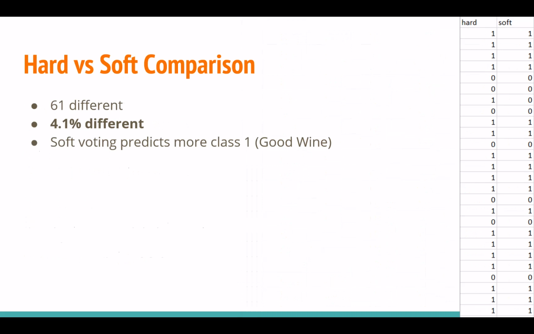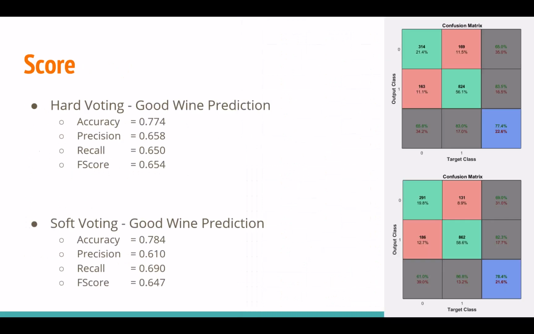So between the performance of the hard and the soft, we see 61 total differences in the vote, or 4.1% different, and the soft voting predicted more good wines than the hard voting did. We have our confusion matrix with accuracy. Of note, accuracy you don't want to run off of entirely. I did it earlier because we were working with 400 models. You actually want to compare these numbers as well, and each one of these numbers considers these various factors in relationship to each other.